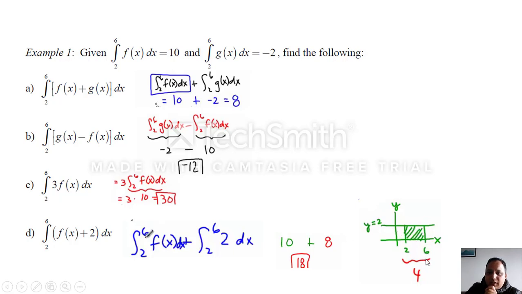2 times 4 is 8, so you have the value, so the area under this curve is 8, and the value from 2 to 6 of f of x is given as 10, so the sum is equal to 18. So this value is given, so you just substitute and your answer is 18. Okay, so this is basically what you do. So these are the 5 rules that we have applied.